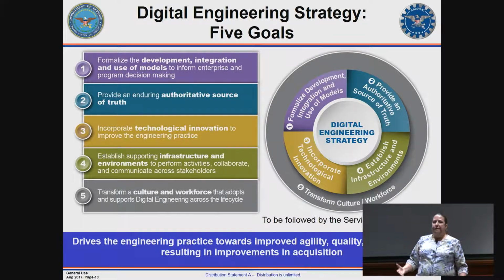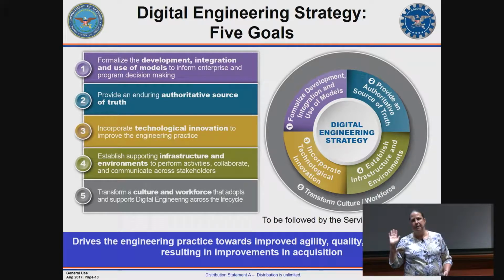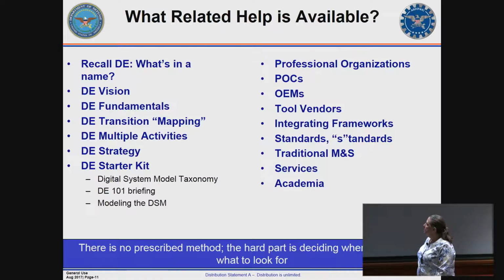We know that you have to have an infrastructure and environment. That's kind of one of those V8 moments, but we thought we ought to get it written down so people can start to go back to their bosses and say, you know, you really do need to open up that port for me. I really do need to be able to work this. And then last but not least, I have to transform culture and workforce. And we actually drew the graphic very carefully. Culture and workforce comes last, but if you don't do it, none of the others are supportable in the digital engineering ecosystem.